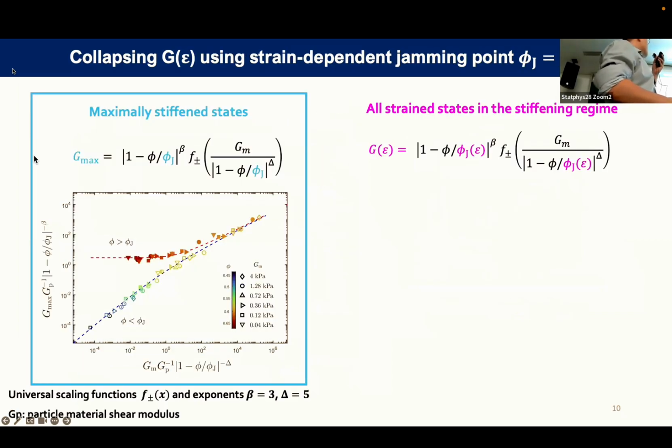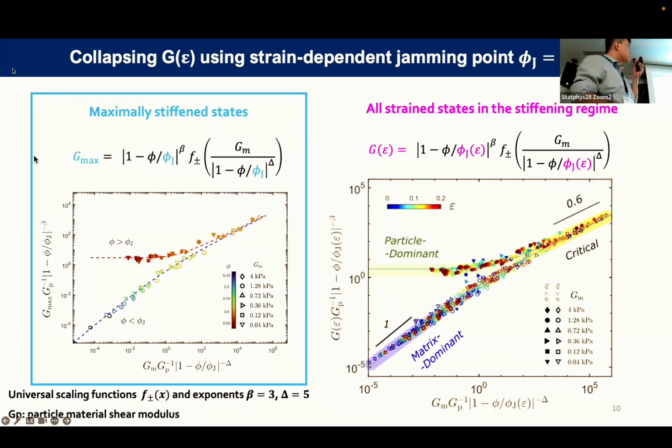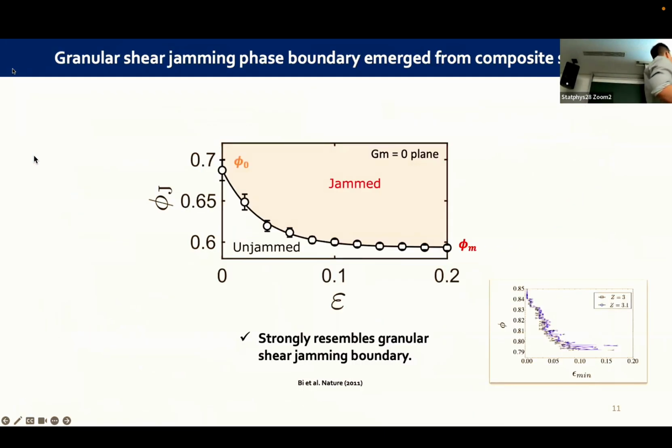So what we found is that it's operationally really simple. We just need to replace the original jamming volume fraction with a strain dependent value and keep everything else the same. With that, we can collapse all the data within the whole strain stiffening regime to a single plot. Okay. So then the remaining question is, what's the physical meaning of this parameter? So if we plot the values, the jamming volume fractions that we use to collapse the composite data, we show that its shape really resembles the granular shear jamming boundary.